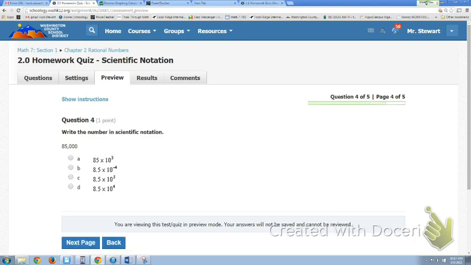Okay, now it wants you to write this number in scientific notation. So this is now going backwards from what you're used to. So write the number now in scientific notation, which we can do. Let's make one up. I'll do 670,000. I'll do that. Okay. So you get to do your own here.